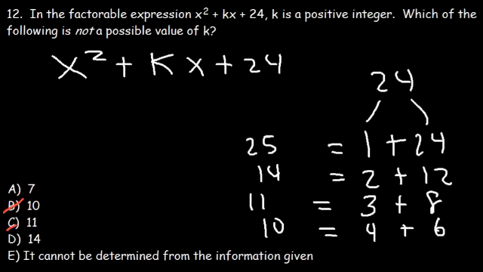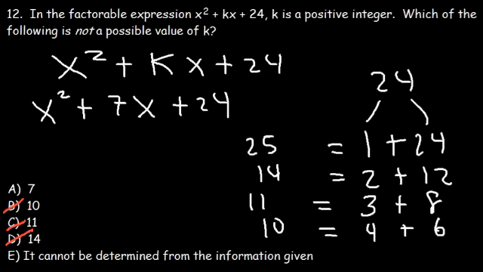If k was 11, we could factor it as well. And if k is 14, we can factor it as well. However, if k is 7, we can't factor it. If we had x squared plus 7x plus 24, this expression is not factorable. What two numbers multiply to 24 but add to 7? We've already made a list of all the numbers that multiply to 24, and that's it.